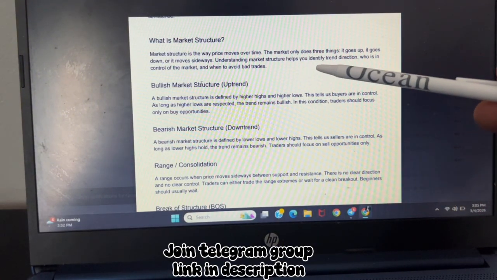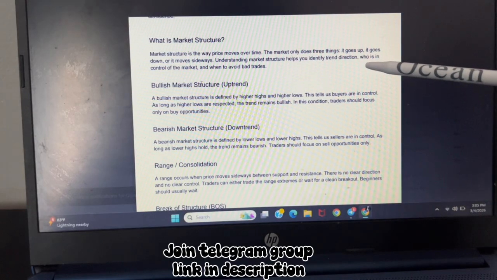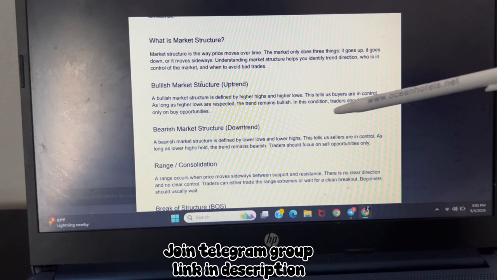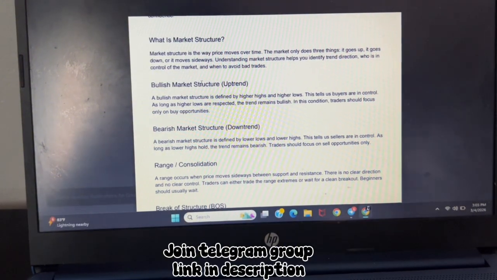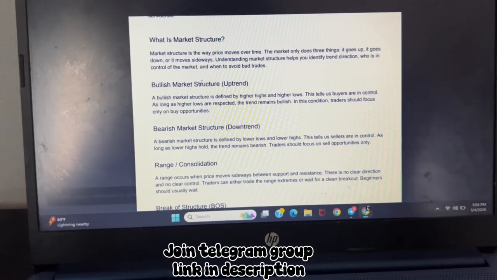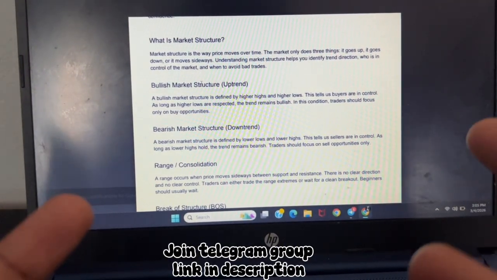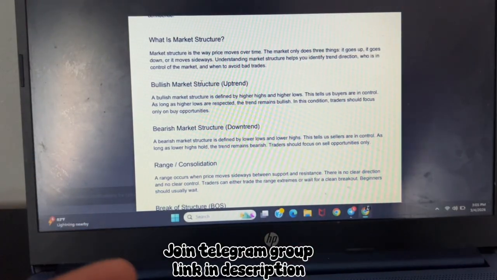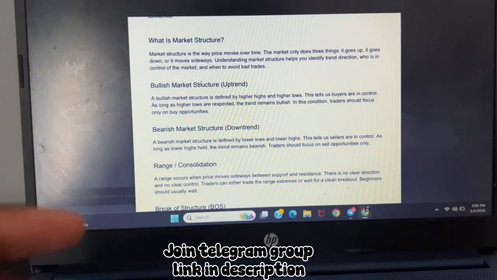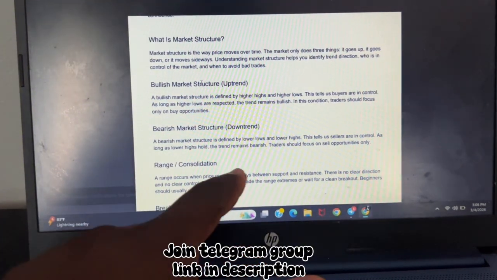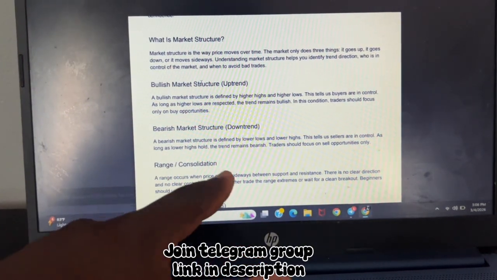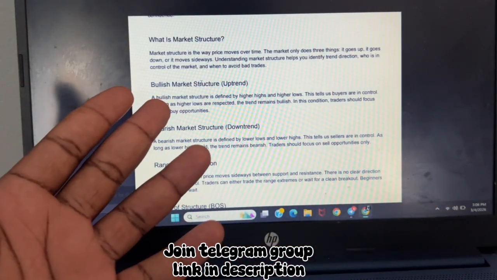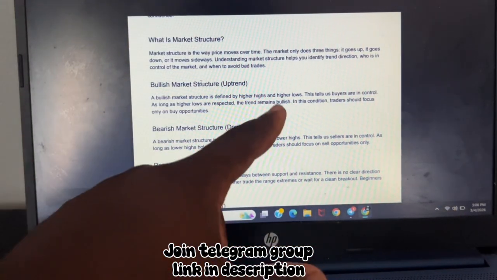Understanding market structure helps you identify trend direction, who is in control of the market, and when to avoid bad trades. So as we said, there are three structures in the market. When the market is going up, that's a bullish trend. When it's going down, it's a bearish trend. When it's going sideways, it's ranging or consolidating.